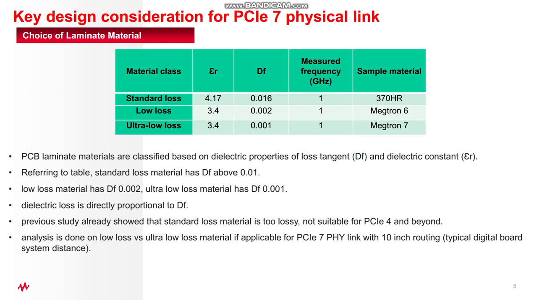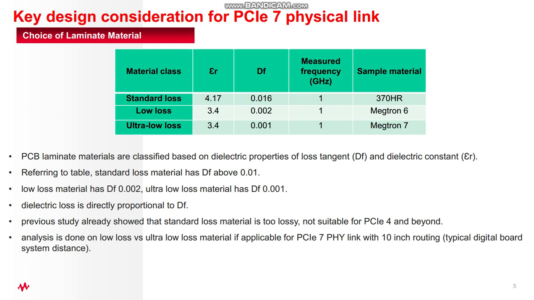Next, key consideration for PCIe 7 filing. First is the choice of laminate material. PCIe laminate materials are classified based on the dielectric properties of loss tangent DF and dielectric constant epsilon R. Referring to table above, the standard loss material has DF above 0.01, low loss material has DF 0.002, and ultra low loss material has DF 0.001.